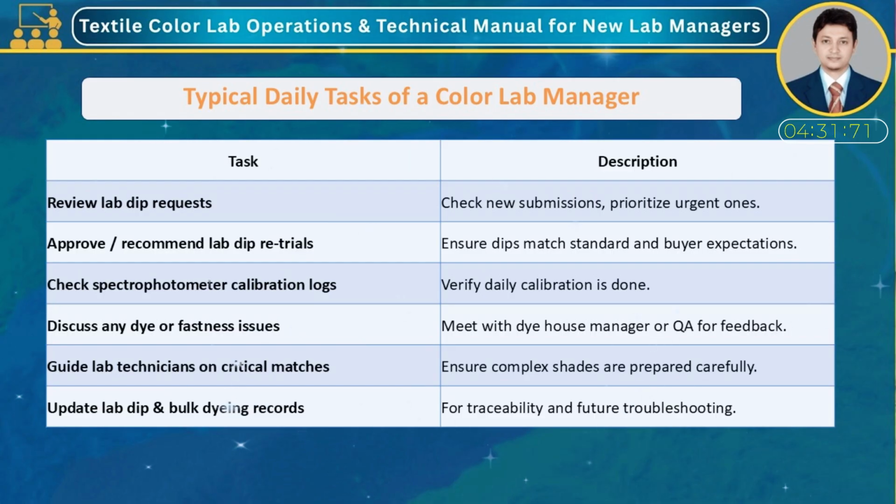Throughout the day, they discuss any dyeing or fastness-related issues with the dye house manager or the QA team to get feedback from production. Another important task is guiding lab technicians, especially when working on critical or complex color matches, to ensure precision and consistency. Finally, the lab manager updates lab dip and bulk dyeing records regularly, maintaining proper traceability and supporting future analysis or troubleshooting when issues arise.